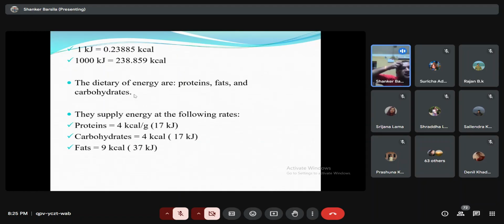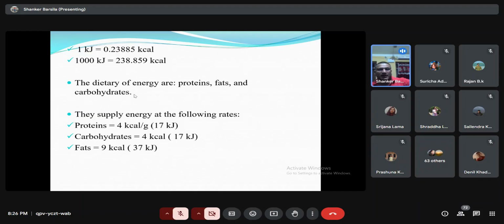So if somebody asks you, you have to say energy is not a nutrient, but protein, fat, and carbohydrates are the nutrients. And the non-energy nutrients are minerals and vitamins.